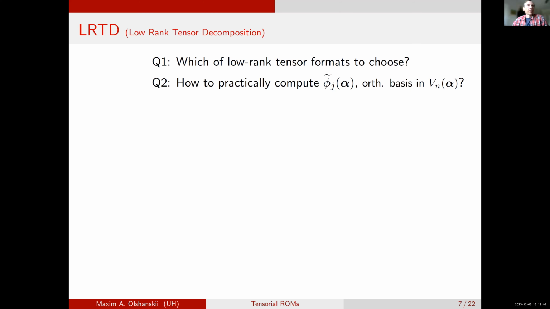All right, let's try to address the other questions. Again, the notion of the rank format is ambiguous. This is unlike the notion of rank for matrices. So there are several low rank tensor formats on the market. So which one to choose? And the next question, how to practically compute these bases for the given low-rank tensor format.